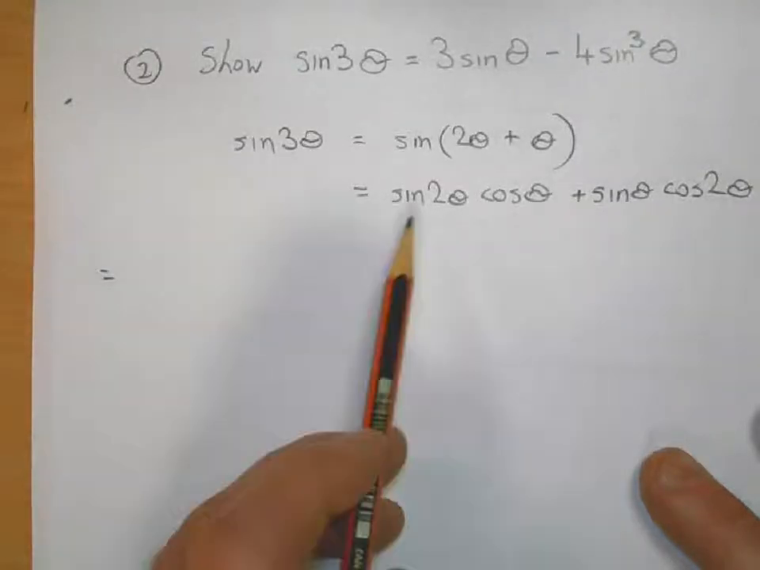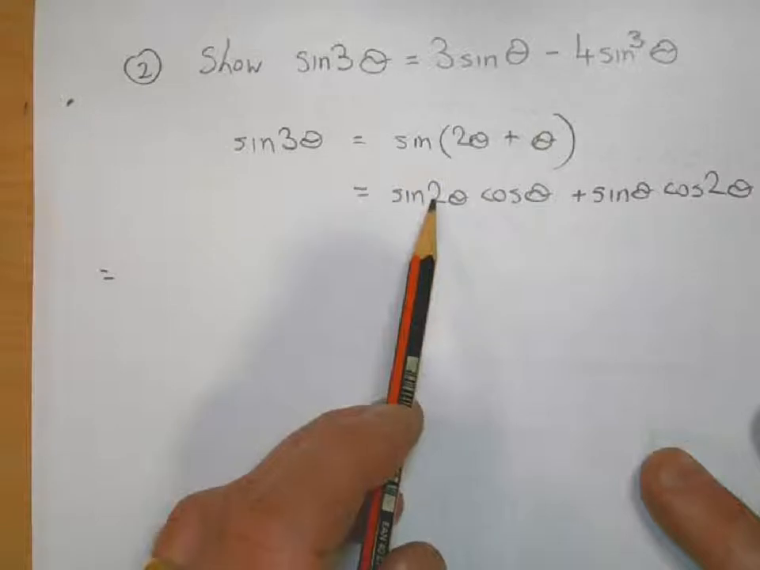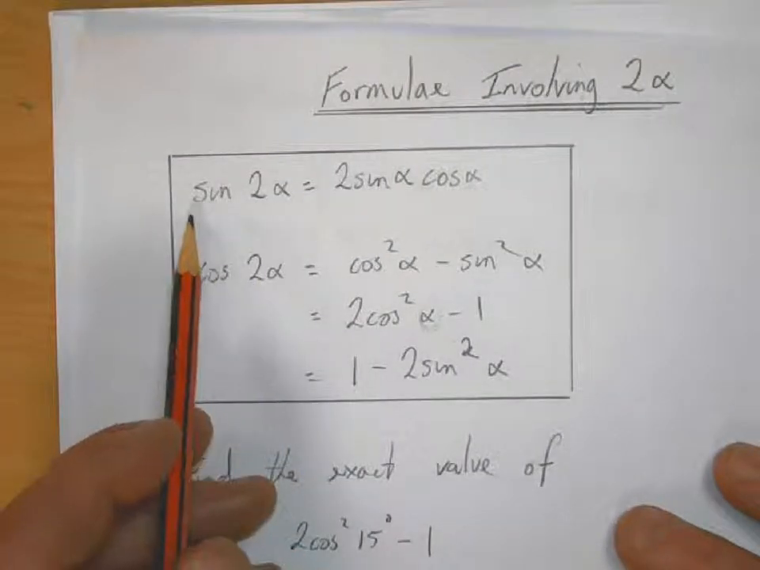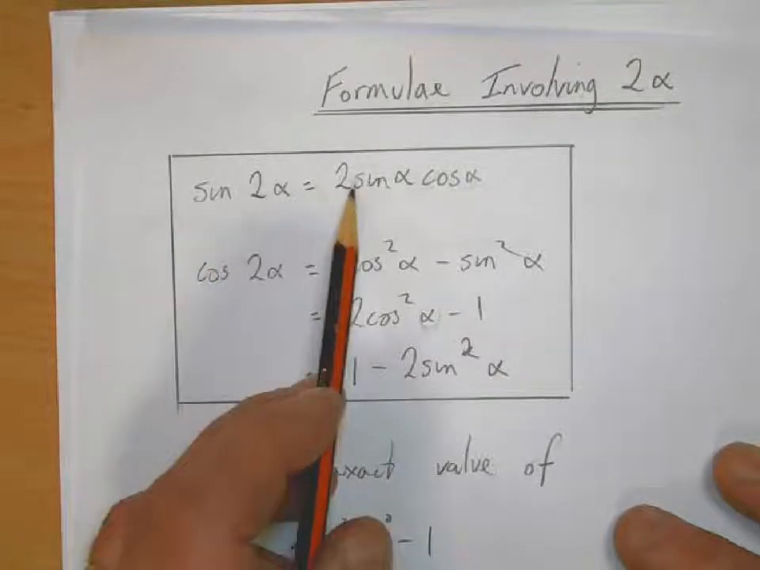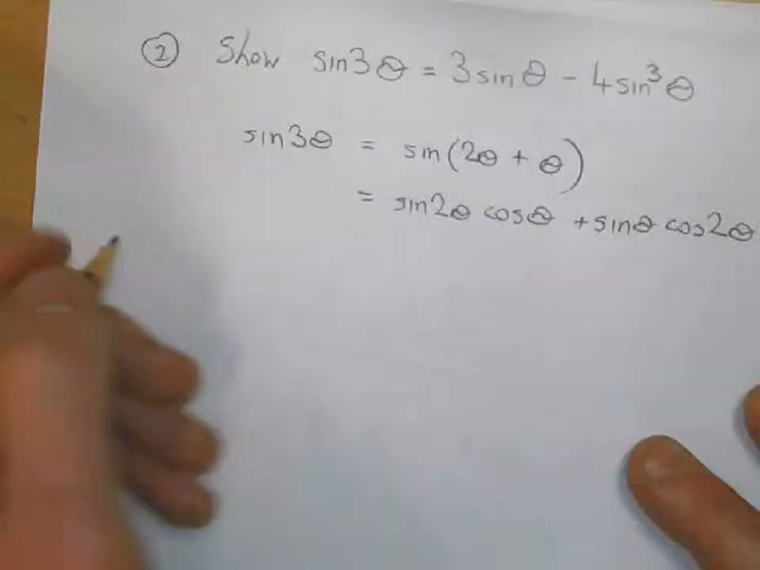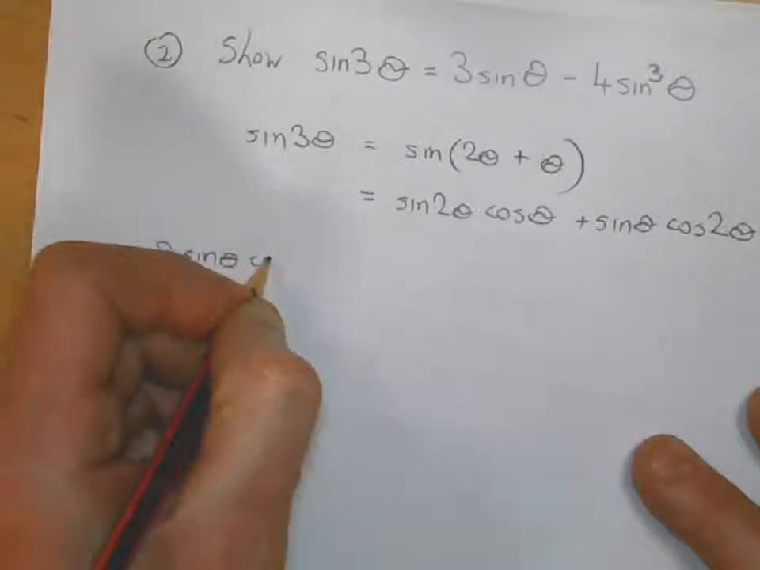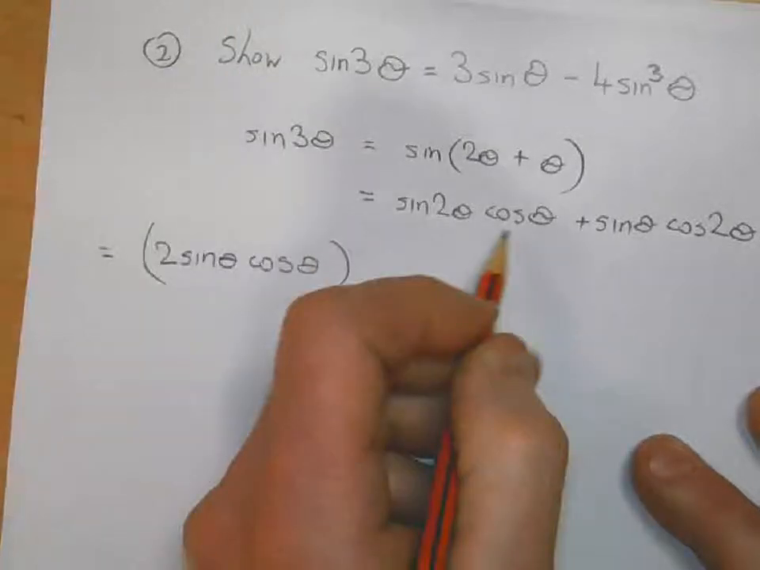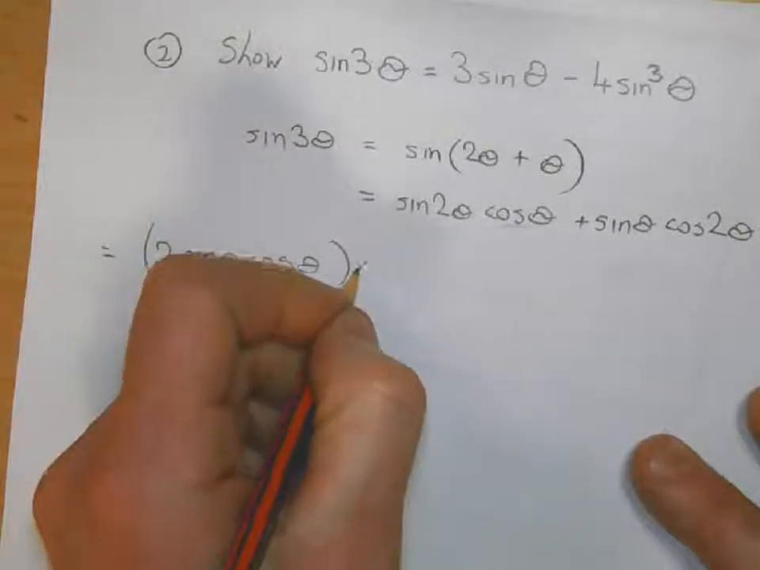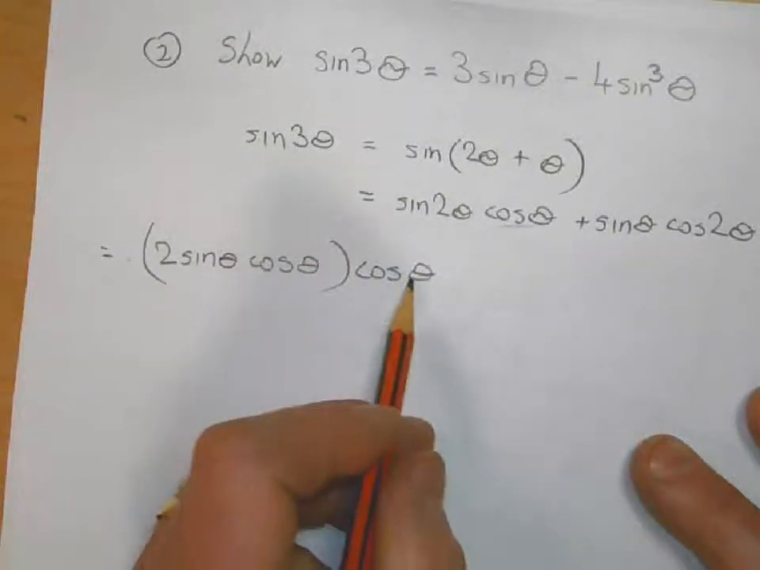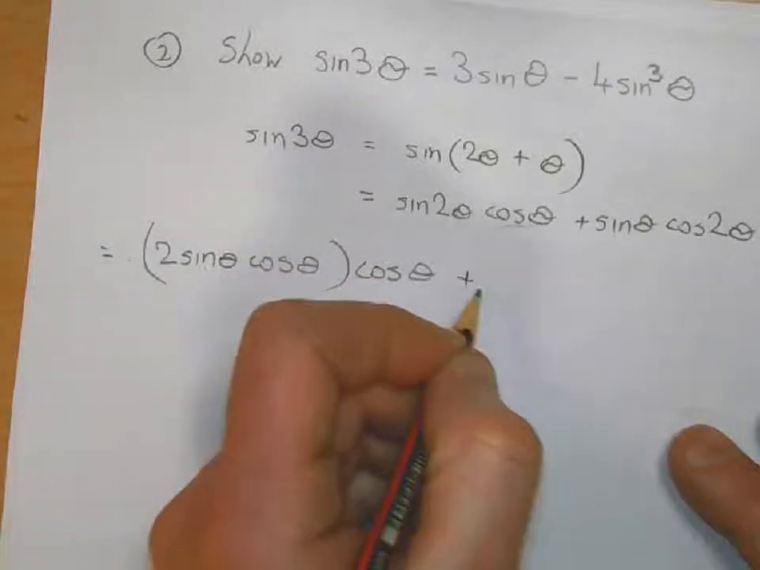So sine 2 theta, there's my double angle formula, the 2 alpha formula. And if I look back, I can rewrite sine 2 alpha, or sine 2 theta, like this. So I'm going to rewrite this as 2 sine theta cos theta. And I'm going to put brackets around that, and I've got to still multiply by this cos theta here. So that cos theta could be over here if you wanted it on this side of the bracket, but I've got to basically multiply that times that at some point. And then we've got sine theta.